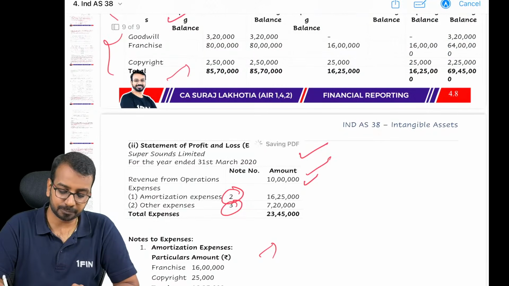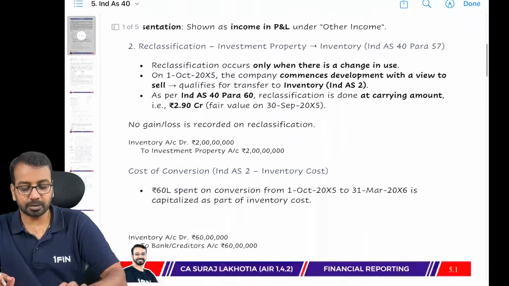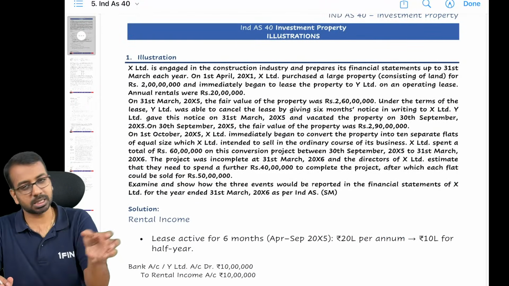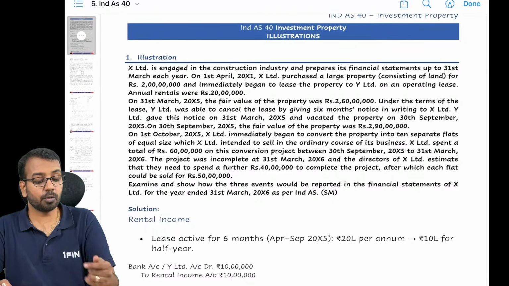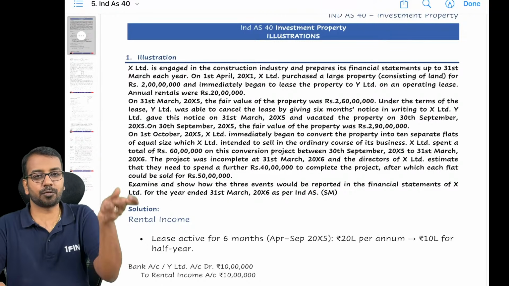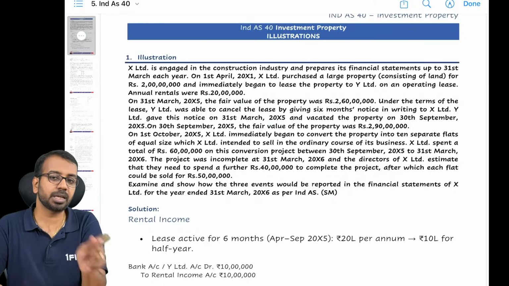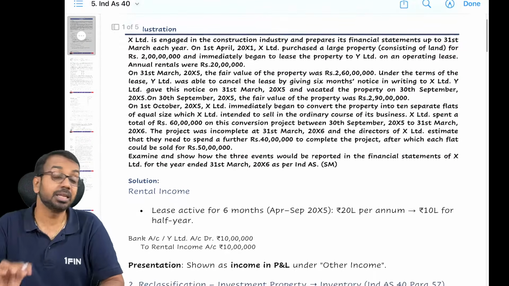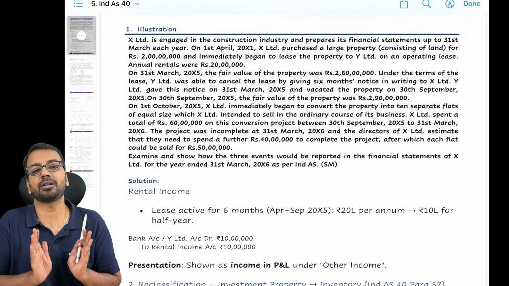Okay. Then moving to Ind AS 40. In Ind AS 40, see, whatever you have done in Ind AS 16, same things you can repeat here. There are 2-3 things that you have to keep in mind. One, transfer from investment property to inventory, transfer from investment property to property, plant and equipment, transfer from inventory to investment property, property, plant and equipment to investment property. And there is one specific question on disclosure requirements. So that you have to be thorough with.